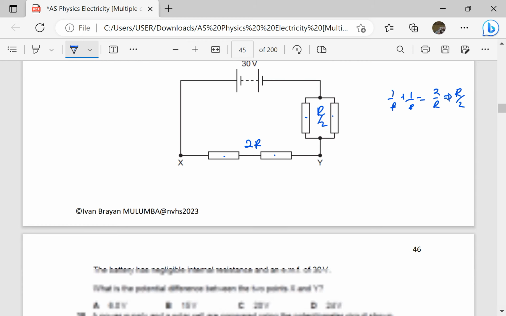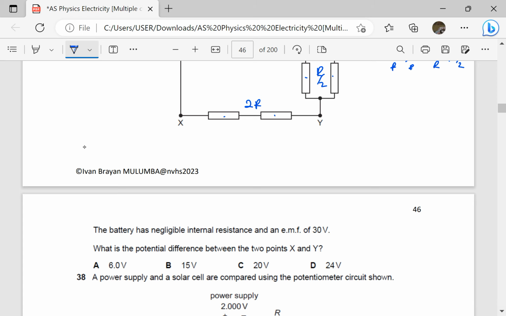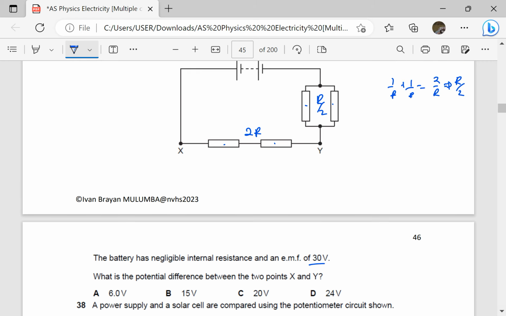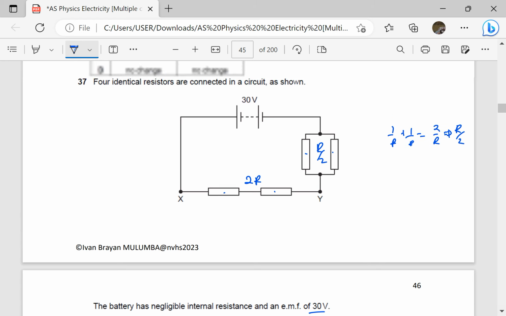So let's see the question. The battery has negligible internal resistance and an e.m.f of 30 volts. What is the potential difference between the 2 points X and Y? So we want the PD across X and Y. Okay, we have to find the total current.